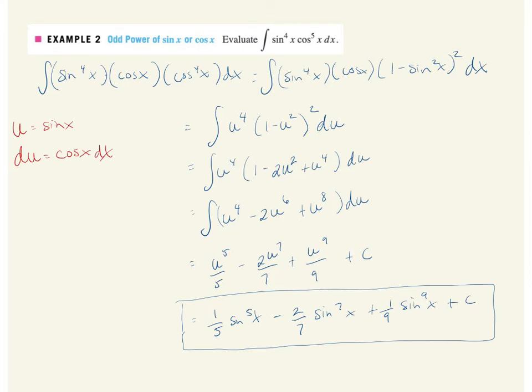And final answer is 1/5 sine to the fifth x minus 2/7 sine to the 7th x plus 1/9 sine to the 9th x plus c. Okay, so recognizing where that odd power was, factoring one of them out, and then substituting the Pythagorean identity of cosine squared x equaling 1 minus sine squared x here was the key.